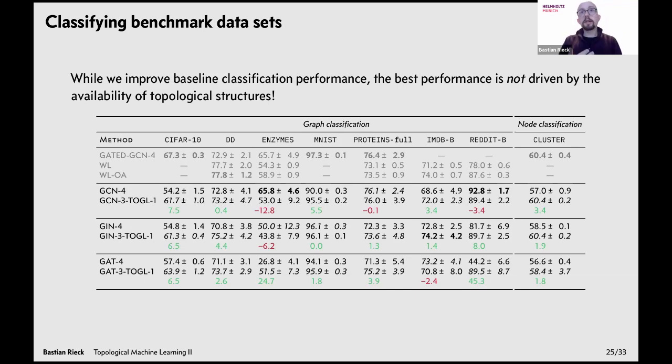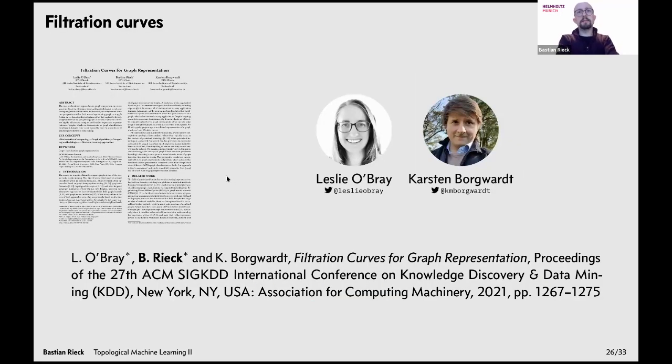So it works if your node features are irrelevant and don't contain any type of topological information, then adding topology-based information is useful. But in general, for these node and graph classification benchmark data sets, the availability of topology is maybe not the crucial factor. And this is maybe unfortunate, because that also means that maybe we're missing out on new data sets and on new methods. But I'll talk about this at the end.